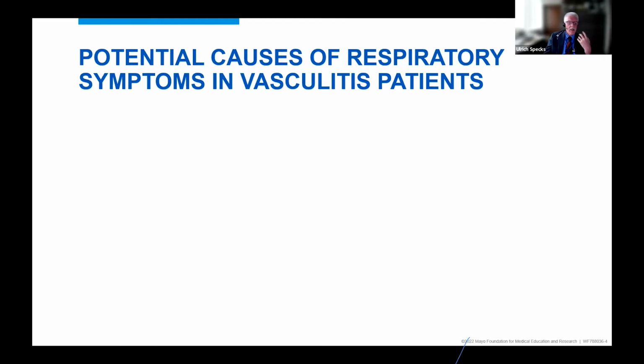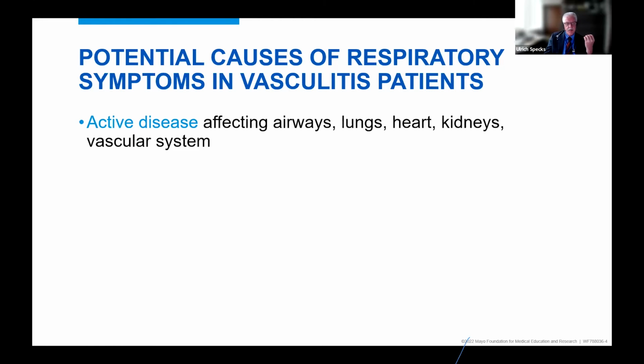So what are potential causes of respiratory symptoms in vasculitis patients? Well, they can be caused by the active disease, the active inflammation affecting the airways, the lungs, the heart, the kidneys, or the vascular system. And I'll show you how that is possible.